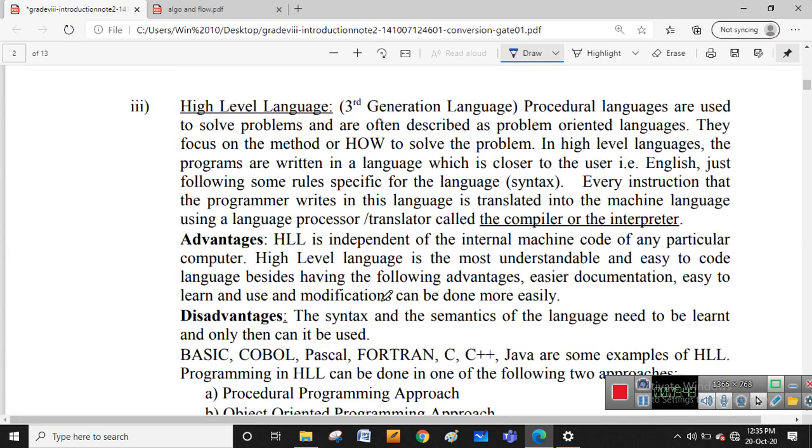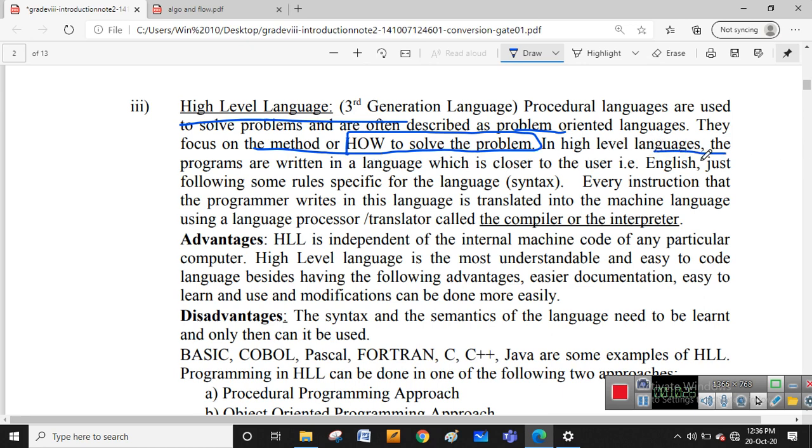Okay, next one, high level language. High level language is a third generation language. Right now the present generation language we are using is the third generation. These languages use English-like sentences, numerals, alphanumeric characters, punctuation marks, everything that humans understand. In high level language, procedure languages are used to solve problems and are often used to describe problem oriented languages. They focus on the method of how to solve the problem.